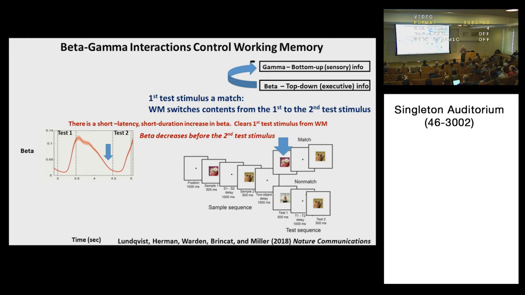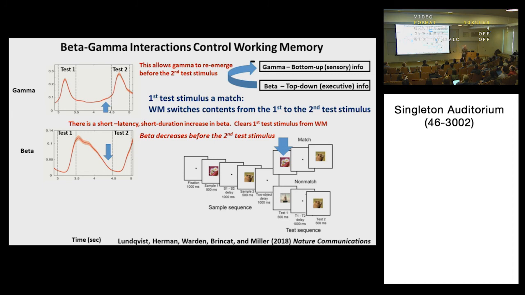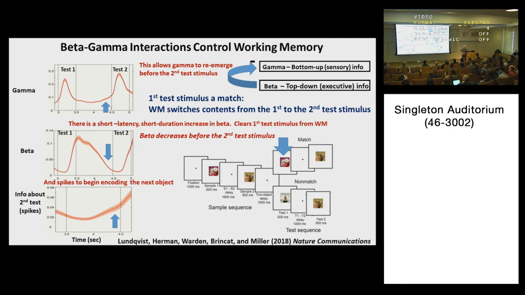We think that burst of beta is clearing the contents of working memory from the first test object, but then the beta rate decreases before the second test stimulus, which isn't like I showed you before. And this should allow gamma to reemerge before the second test stimulus. That's exactly what happens now with the beta relaxing. Gamma could reemerge, and this should allow spikes to start carrying information in anticipation of the second test stimulus, and that's exactly what happens.